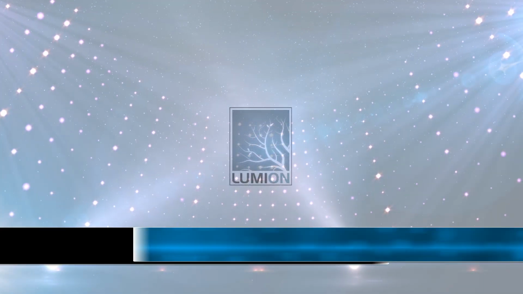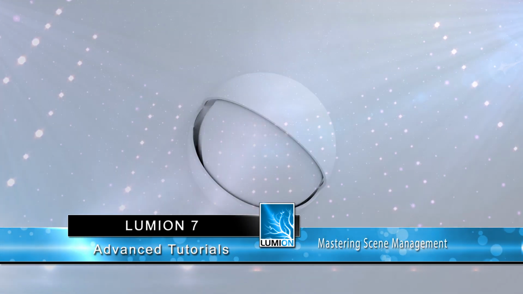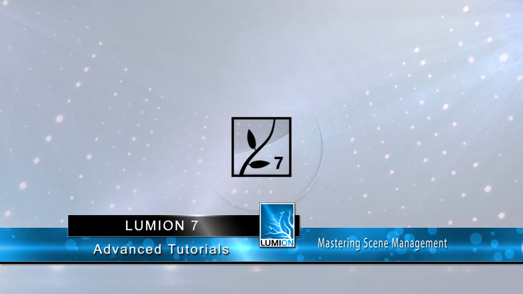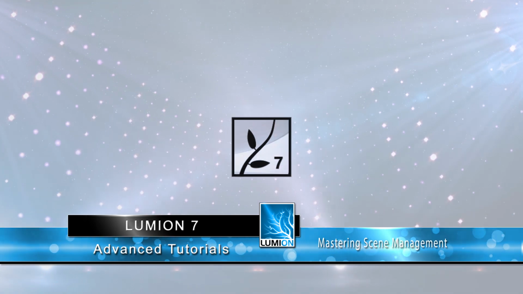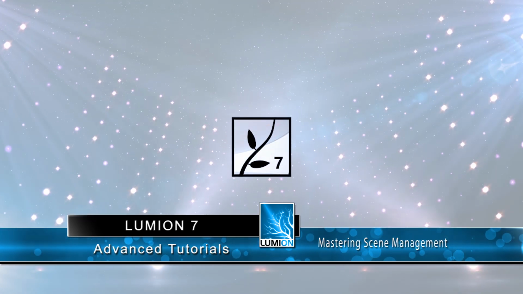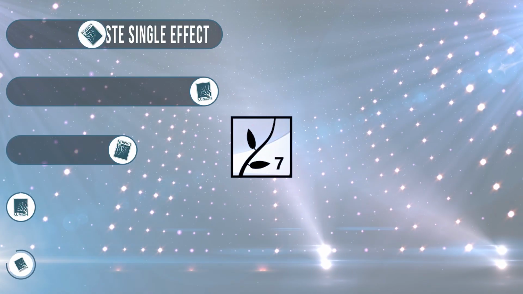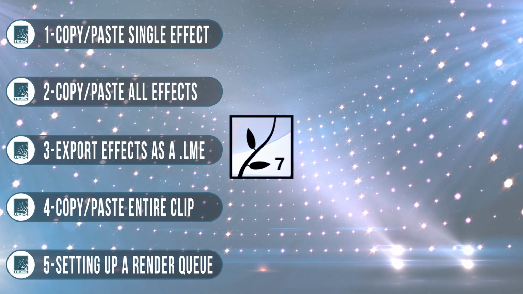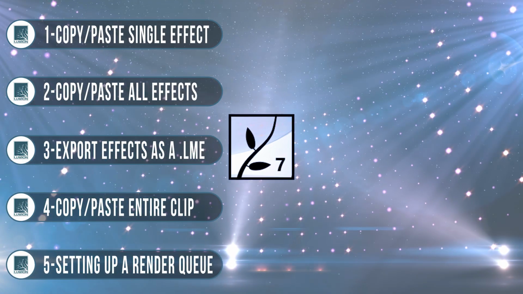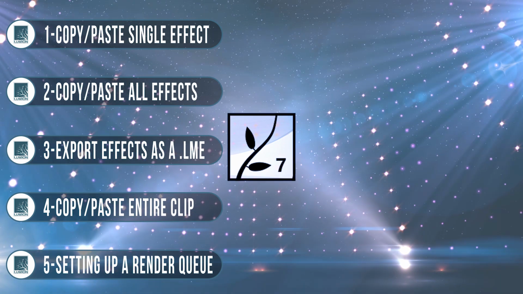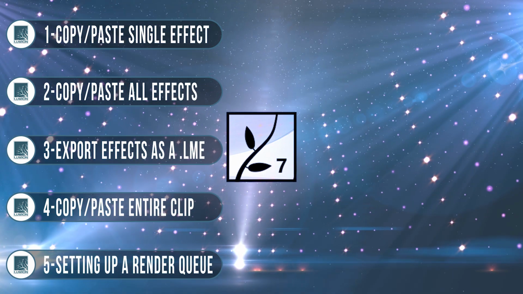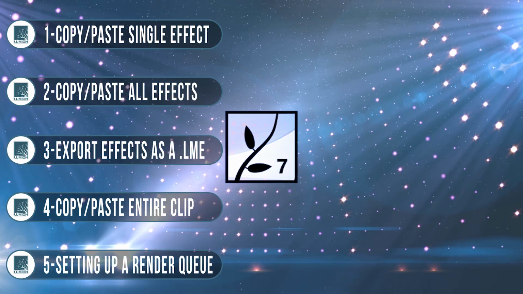In the last tutorial, our focus was on mastering material management, and this time we will focus our efforts on managing our scenes in movie mode. In this tutorial, you will learn how to copy and paste an effect, copy and paste all effects, save effect presets, copy and paste entire clips, and set up a custom render queue to maximize efficiency.